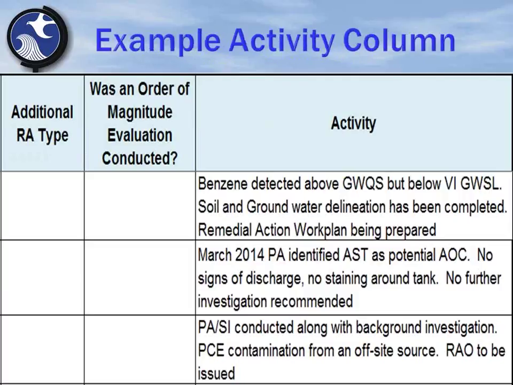To give you some examples, again, this is just the screenshot of the last 3 columns in the SID. Some great activity lines. Benzene detected above groundwater quality standards, but below the VI groundwater screening level.